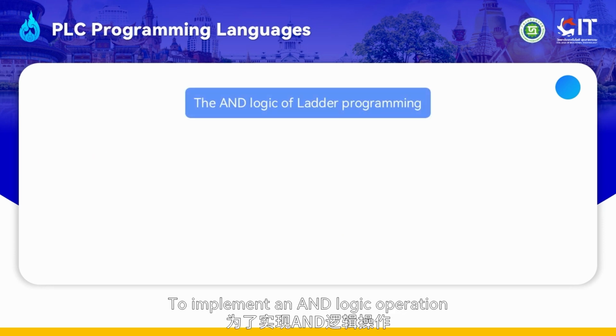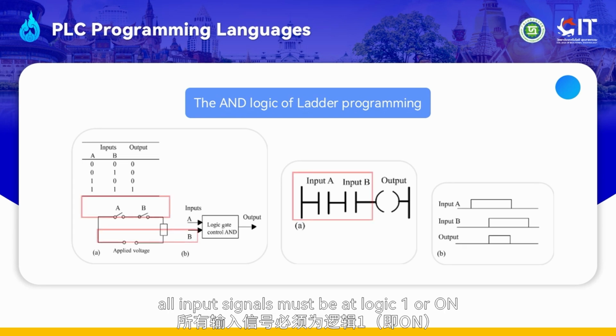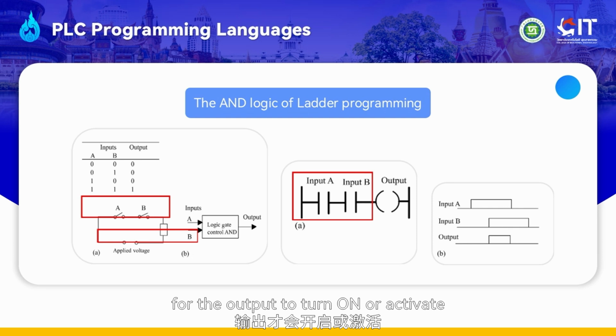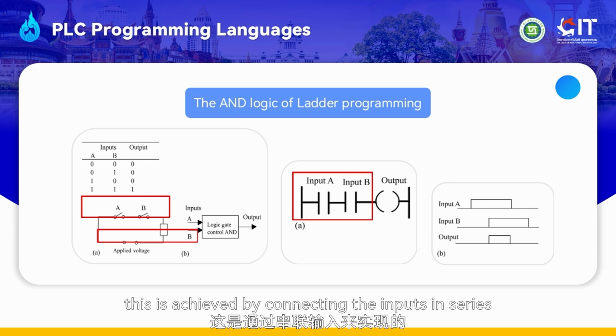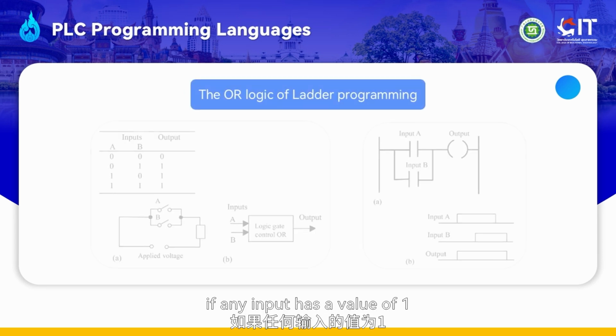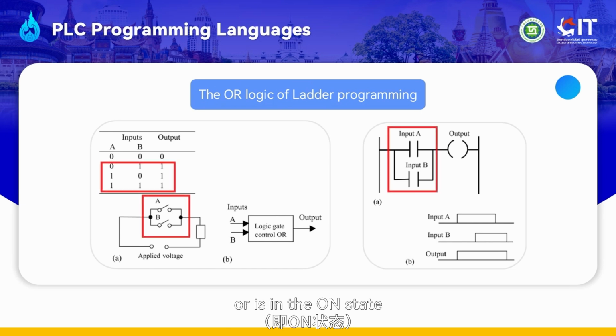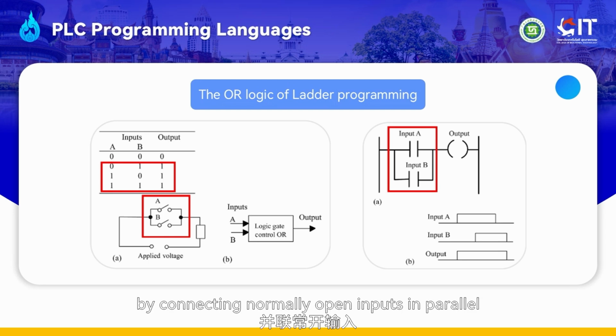To implement an AND logic operation, all input signals must be at logic 1 or on for the output to turn on or activate. In a ladder diagram, this is achieved by connecting the inputs in series. For an OR logic, if any input has a value of 1 or is in the on state, the output will also be 1. In a ladder diagram, this is represented by connecting normally open inputs in parallel, as shown here.